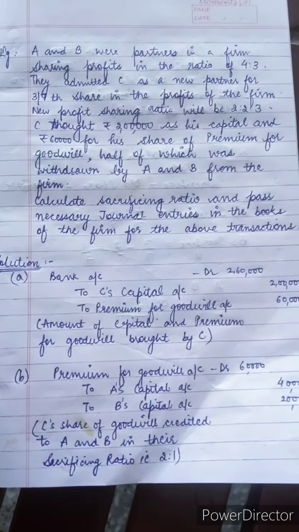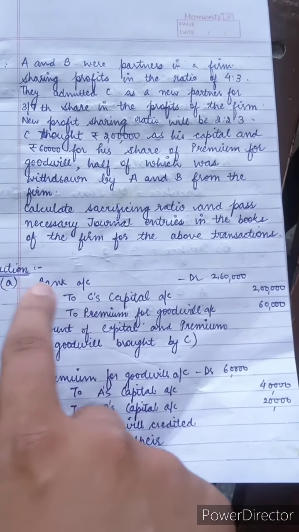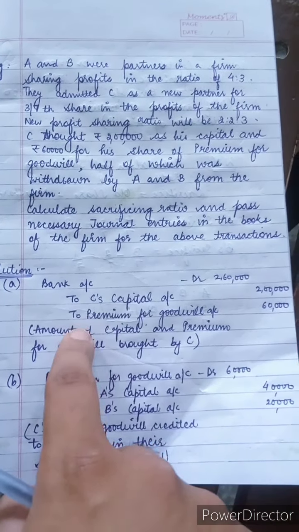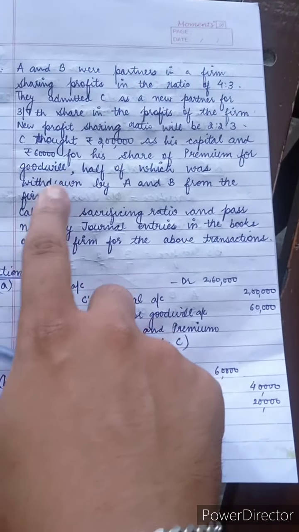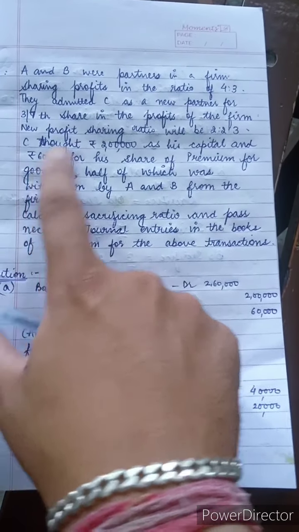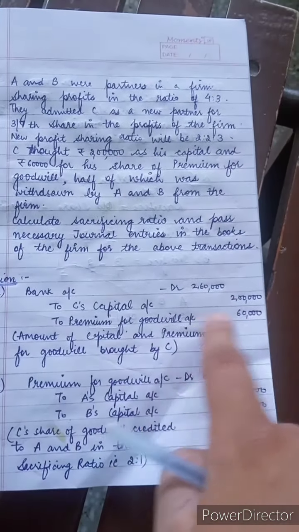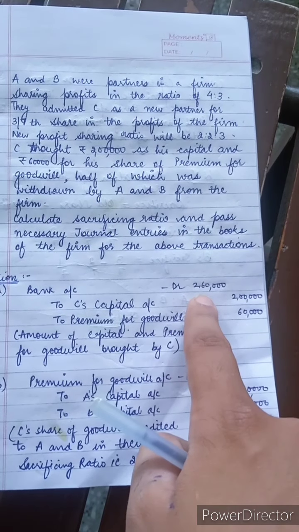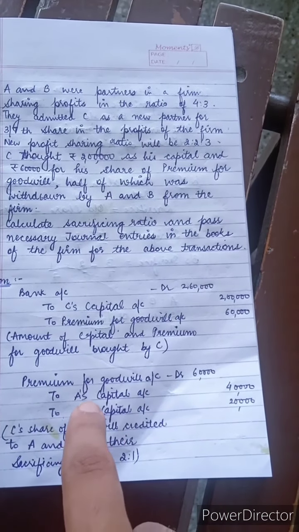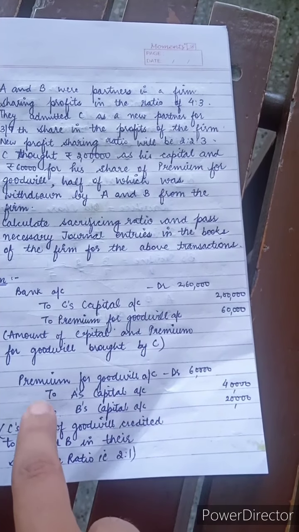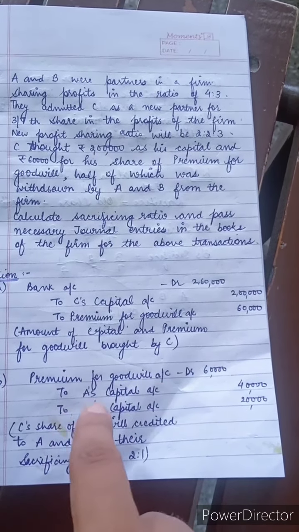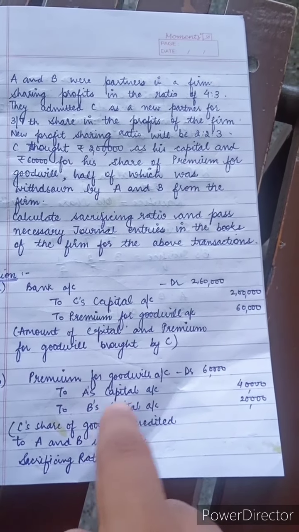First transaction, when the goodwill is brought in cash, so bank account debit to C's capital लेके आया and to premium for goodwill. कितनी goodwill थी 60,000, capital कितनी थी 2 lakh. So C's capital 2 lakh, premium for goodwill 60,000, bank account debit कितना आ गया 2,60,000. Now goodwill is to be distributed in the sacrifice ratio. So entry will be premium for goodwill account debit to A's capital and B's capital in sacrifice ratio.